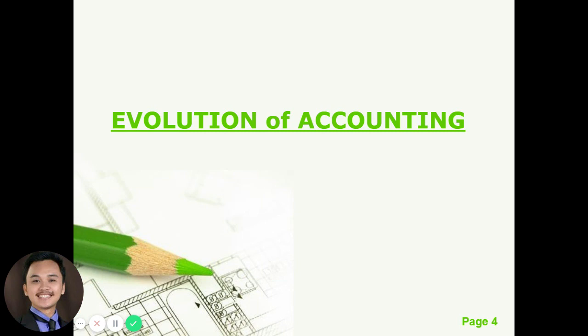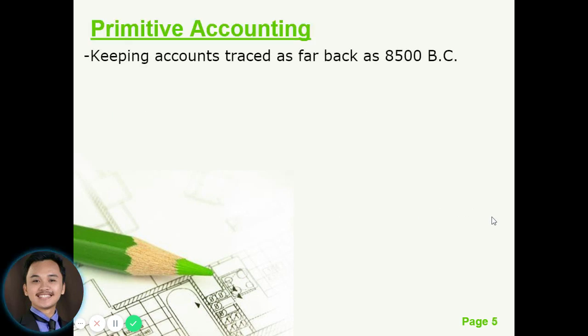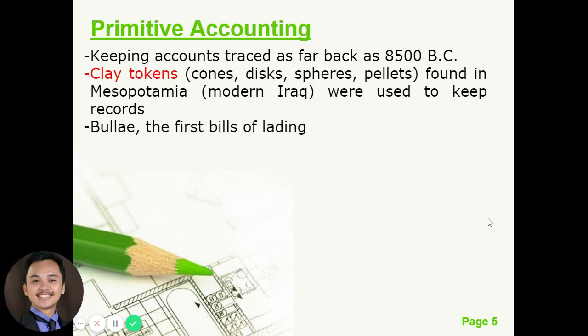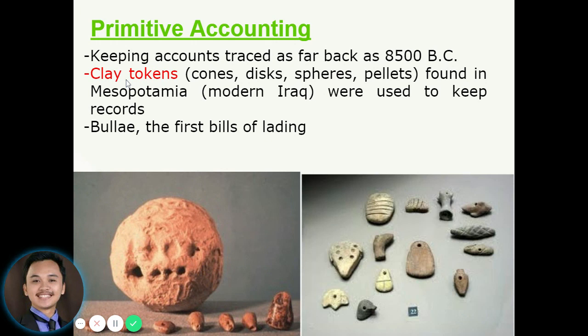For the evolution of accounting, we will be talking about accounting then and now. The evolution is divided into four eras. The first era is primitive accounting. In this era, they kept records through the use of clay tokens, with accounts traced as far back as 8500 BC. They used clay tokens found in Mesopotamia to keep their records. This is how they illustrated their records.